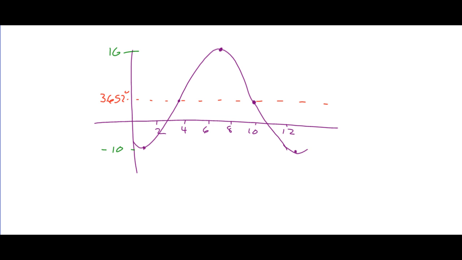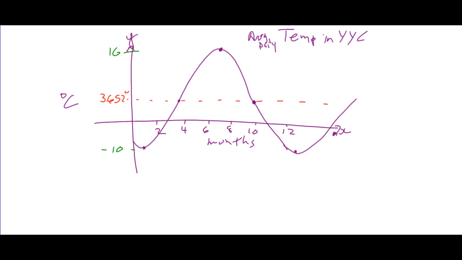Can't see where I'm writing. And so on. So that's our temperature. This is Calgary. This is actual Calgary data. I didn't make stuff up, it's a page off the internet. So the average daily temp in degrees Celsius is our Y, and this is month, that's our X.